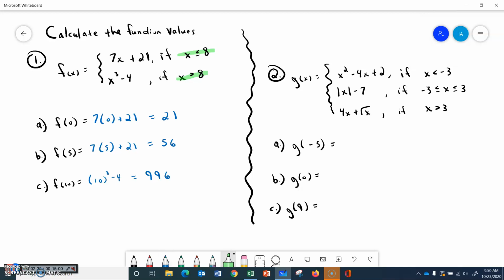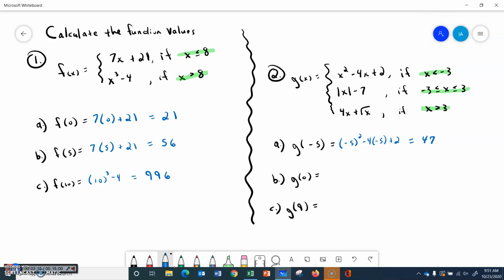So let's make sure you pay the most attention when you get started to the right hand side, which are the domain options here. So g of negative 5. So let's come through our options. Is negative 5 less than negative 3? And the answer is yes. So we'll have negative 5 squared minus 4 times negative 5 plus 2. So we're using the first piece. So that's 25 plus 20 plus 2. I believe that's 47.